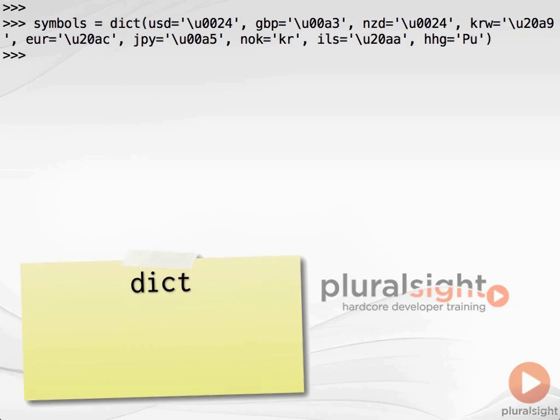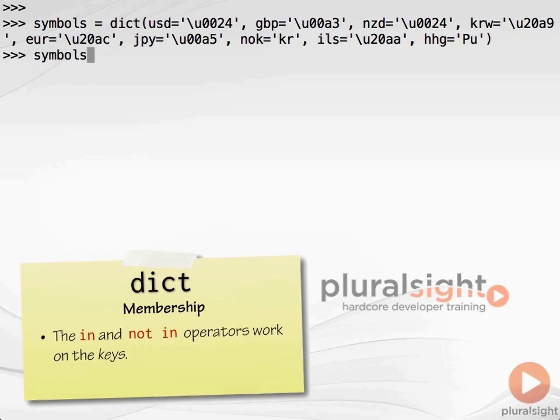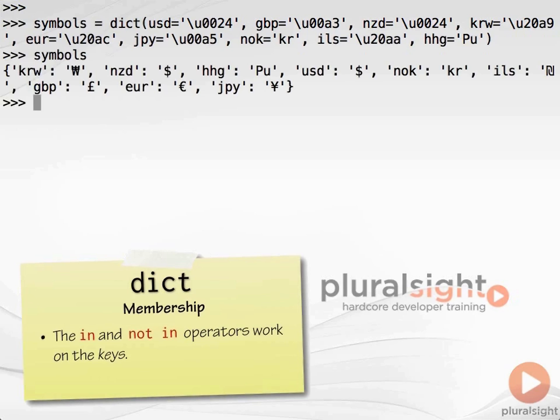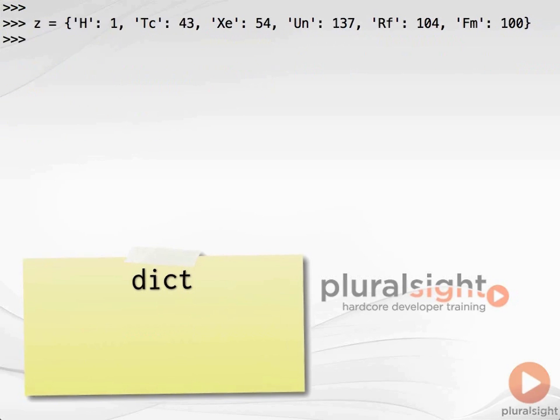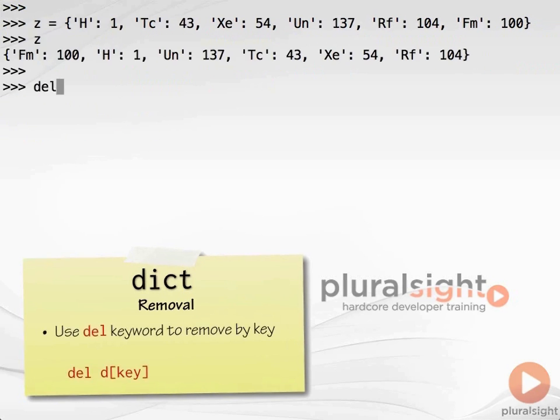The membership test for dictionaries use the in and not in operators and work only on the keys. Here we create a dictionary mapping ISO currency codes to Unicode currency symbols. We use the membership testing operators to show that the New Zealand dollar is in the list of symbols, whereas the Macedonian dinar is not in the list of symbols. Here we use the del keyword to remove the fictional element unobtainium from our periodic table.